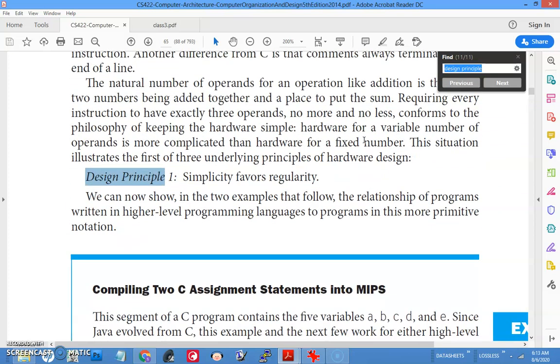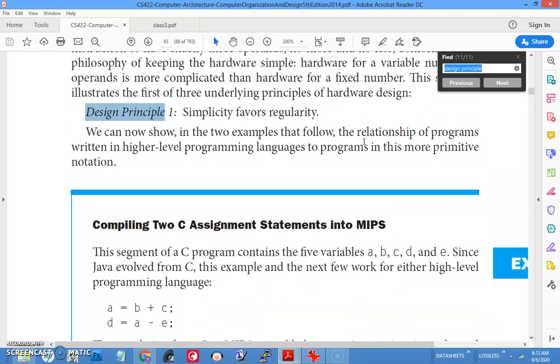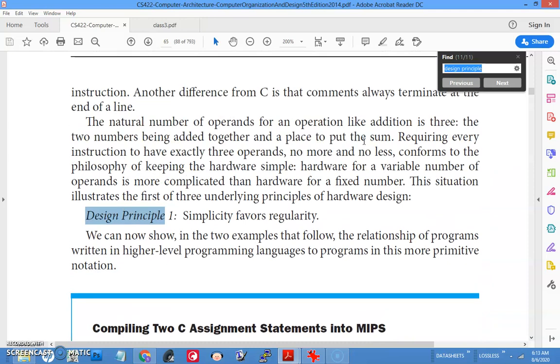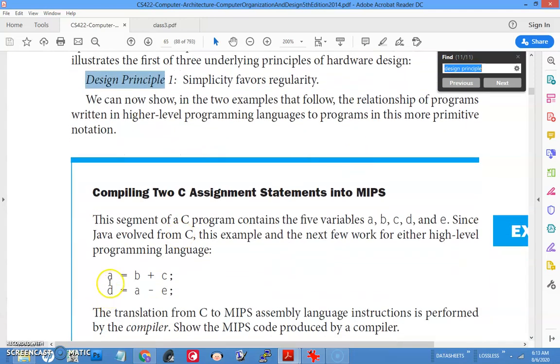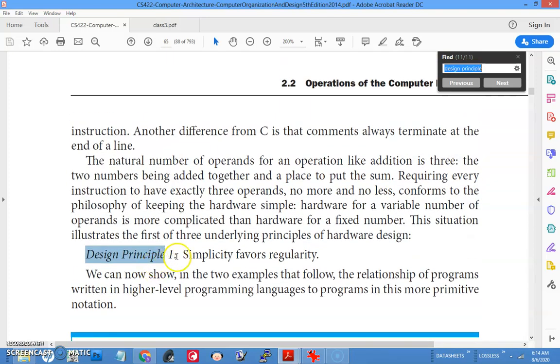So simplicity favors regularity. When we write a program, we usually write expressions like A equal to B plus C. These expressions ultimately get translated into assembly language. So we must have an instruction where this translation is made in a very simple and regular way, so that you can easily find out what the source operands are, what the destination operand is, in what format they have to be written, etc. That is what is addressed in the design principle: simplicity favors regularity.